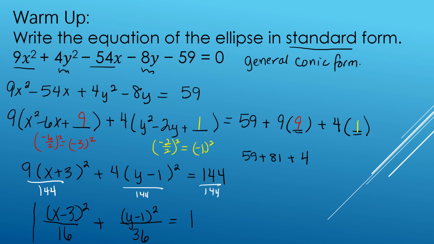So our final equation is x minus 3 quantity squared over 16 plus y minus 1 quantity squared over 36 equals 1. And from standard form, now we can determine our center. We can determine whether it is horizontal or vertical, our a and b values so that we could sketch a graph, as well as determine foci, vertices, and covertices.